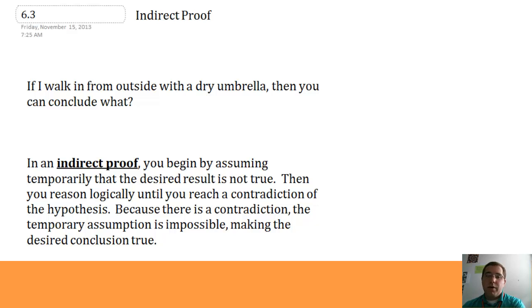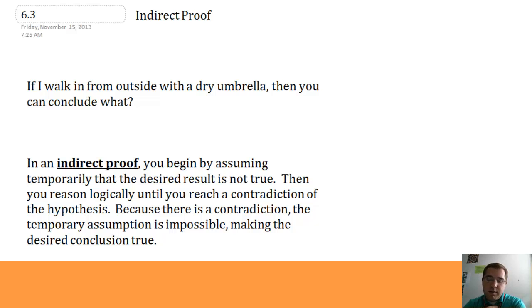This is section 6.3, Indirect Proof. All of the proofs we've done so far in this class are what are called direct proofs. We have a statement we want to prove, we start with the hypothesis, we end with the conclusion. An indirect proof is different. And so to see how it's different, I want you to think about this question.